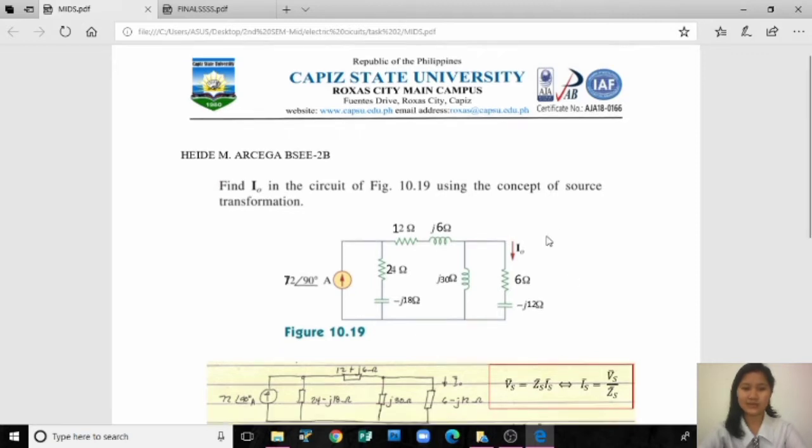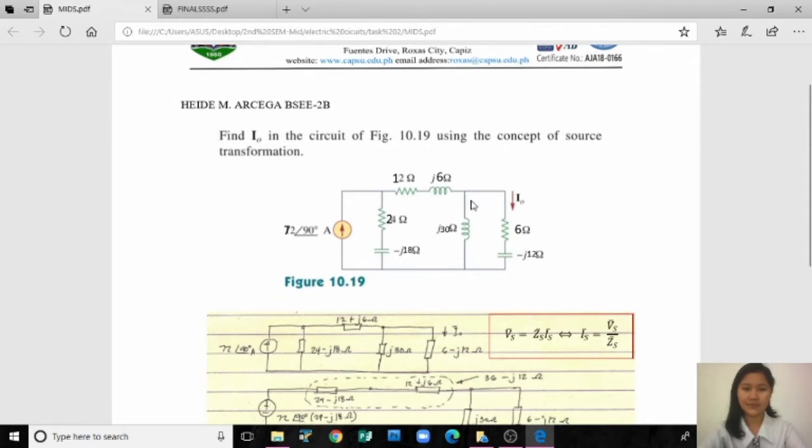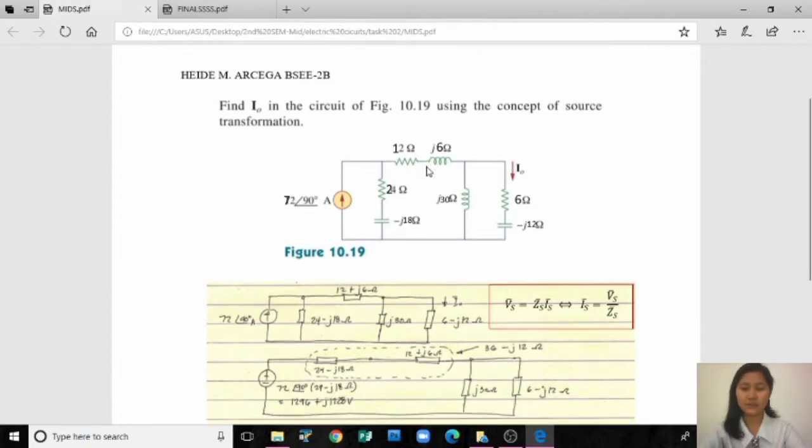So I will now discuss my first example. Find Io in the circuit of Figure 10.19 using the concept of source transformation. The goal of source transformation is to make the given circuit simpler in order to determine the needed electrical quantity.